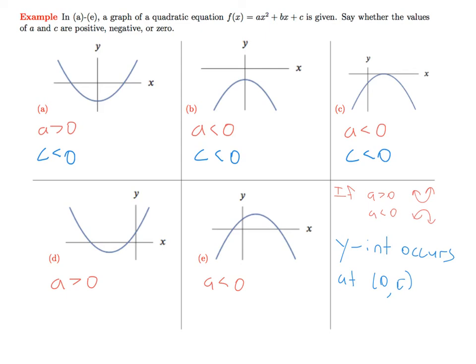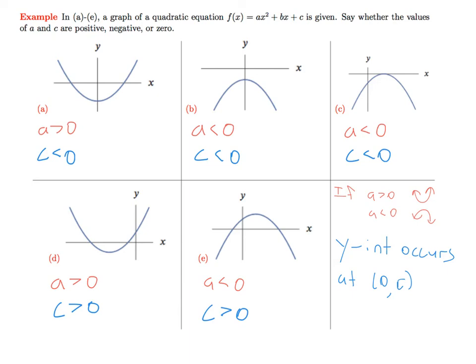In part D, now the y-intercept occurs right over here, and this is above the x-axis. So the y-coordinate of this point is positive. That means the constant term c for that quadratic function would have to be positive. And over here, the y-intercept is above the x-axis, so the y-coordinate of this point must be positive, and that tells us that the constant c is positive for this quadratic function as well.